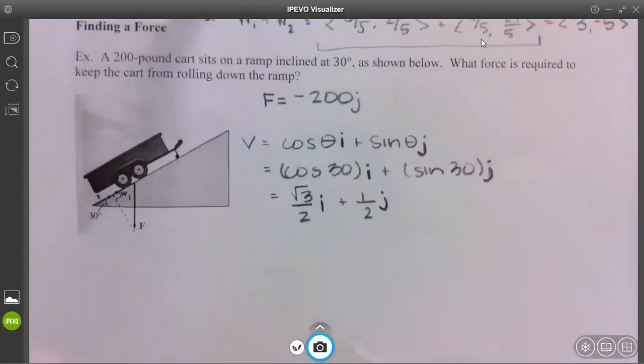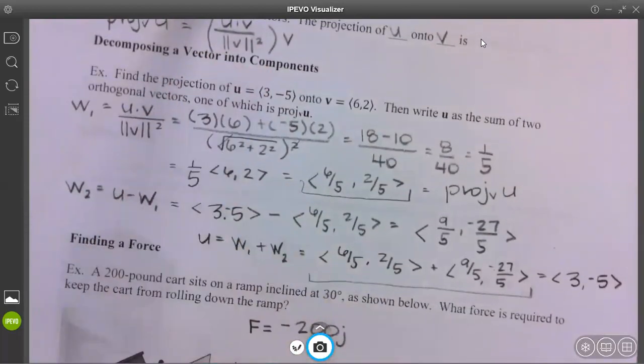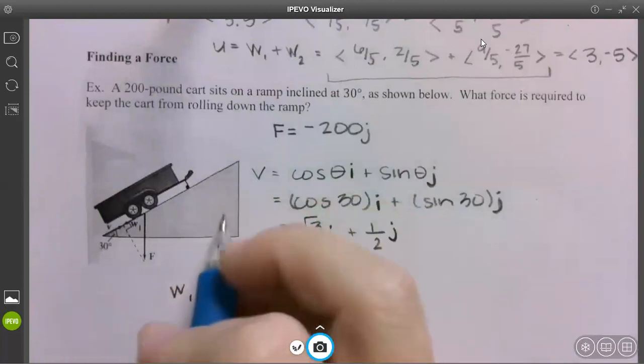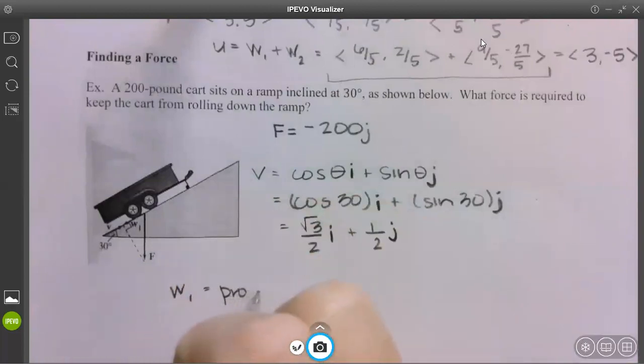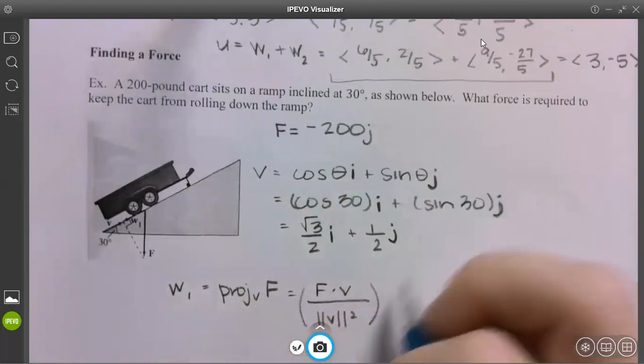Now we need to find W1. Why do we have to find V? We've got to do this formula up here. So now we need to find W1, which is the projected force onto V. Which would be F times V over the magnitude of V squared times V.